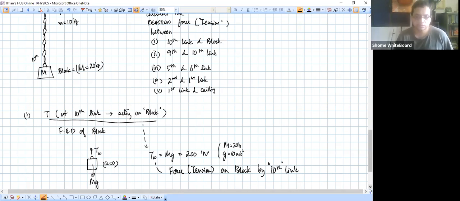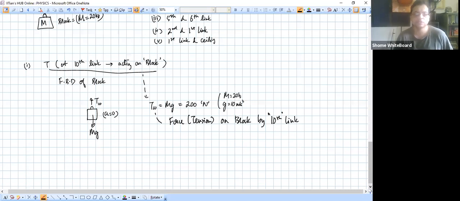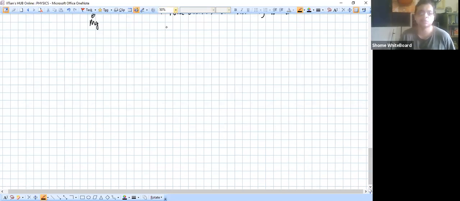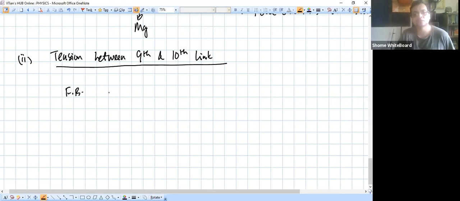Now let us come to the second part, the tension between the 9th and 10th link. We have a lot of options, but the option I'll take here is that we want to find the tension between the 9th and 10th link. So for that, we'll make the free body diagram. Just imagine the FBD of the 10th link itself. Just imagine we have magnified the 10th link like this.